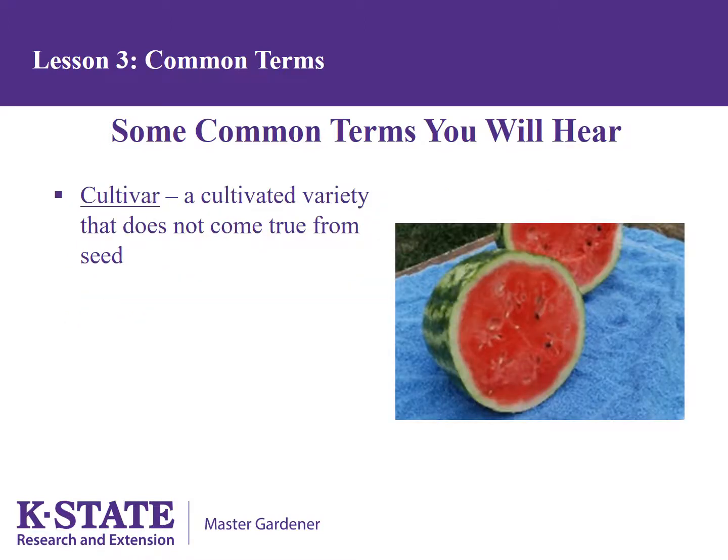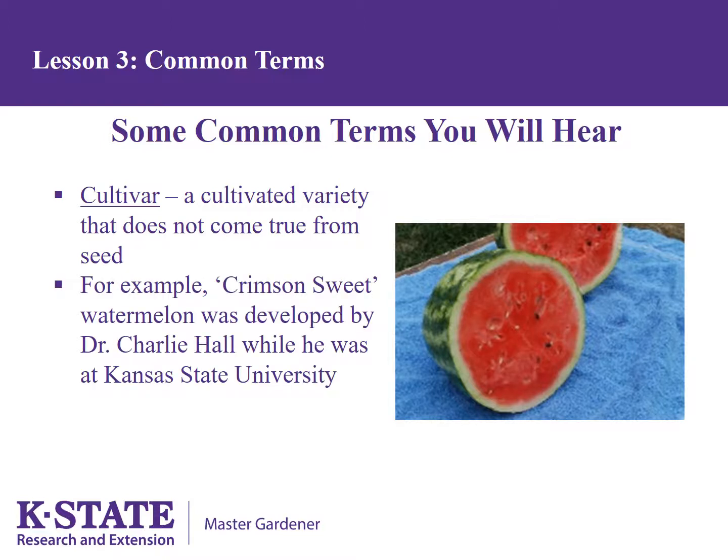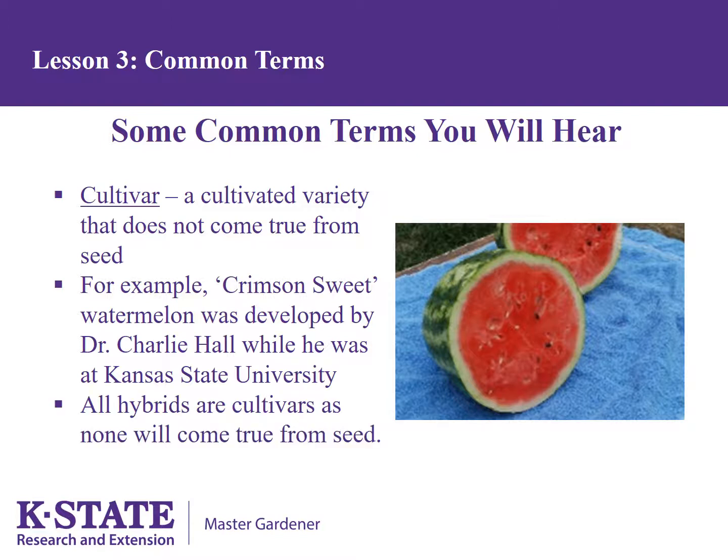A cultivar is a shortened term for a cultivated variety. Cultivars do not come true from seed. For example, Crimson Sweet watermelon was developed by Dr. Charlie Hall while he was at Kansas State University. If you plant seed from Crimson Sweet, it will grow and produce a watermelon, but the fruit will not be as good as the parent. All hybrids are cultivars, as none will come true from seed.